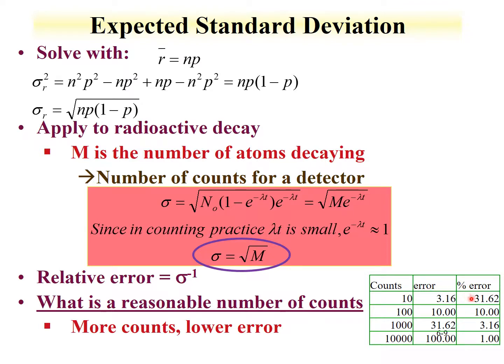My relative error, as you can see, really decreases from 31% for 10 counts, 10% for 100 counts, a little over 3% for 1,000 counts, and if I'm at 10,000 counts, my error is on the order of 1%. So this kind of gives you an idea of what would be a good count rate for an experiment. And just through inspection, a count rate between 1,000 and 10,000 is going to give us pretty good error.